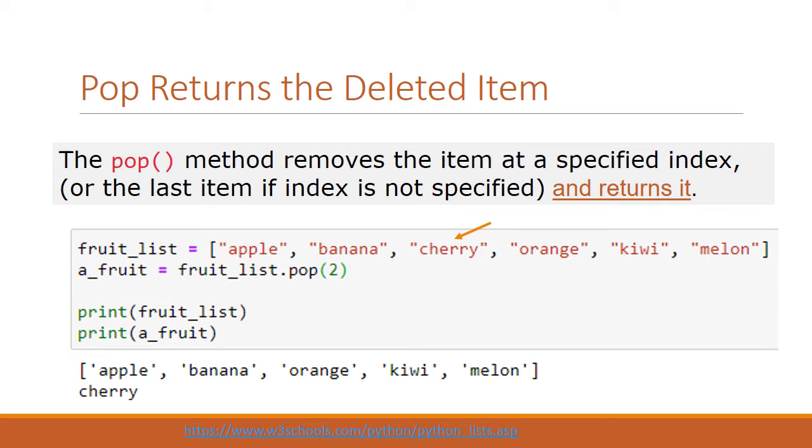Here we provide an example of using the pop method to remove an item at a specified index in a list and return that item. We have our fruit list: apple, banana, cherry, orange, kiwi, melon, and we're going to pop the item at index 2, which is the third element of the list, and we're going to return it and assign it to the variable a fruit. So after the pop method has been called, we print our fruit list, and cherry is no longer an item in the list, and a fruit is assigned the value cherry.